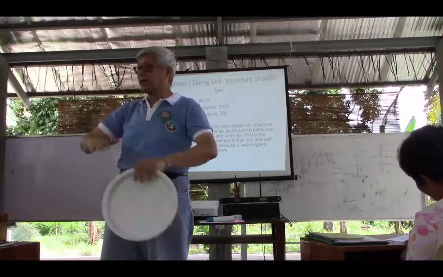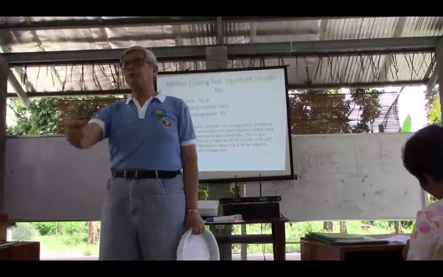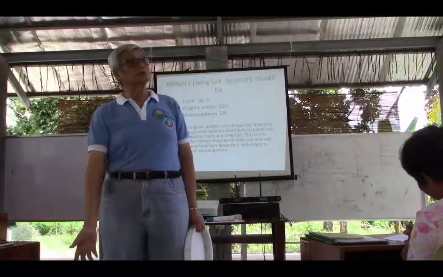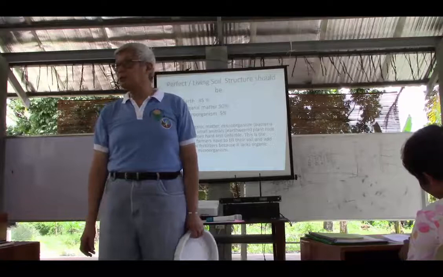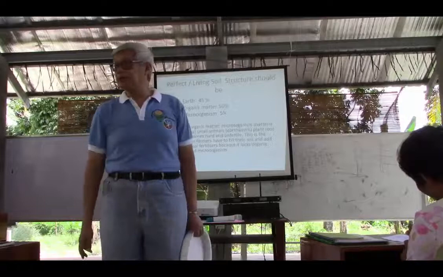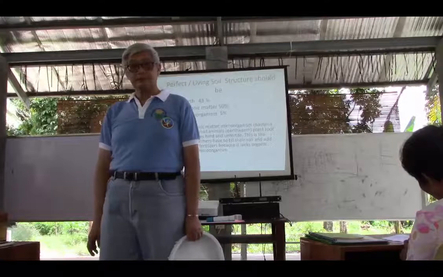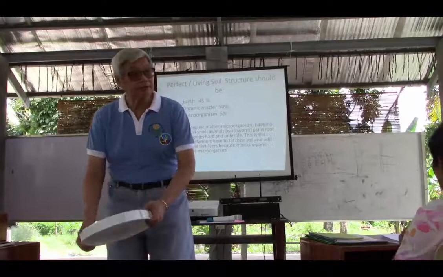Then put leaf molds. For a 200 liters drum, leaf molds will be around 1 kilo. Then salt will be 1/4 kilo. That's it. Then cover it.